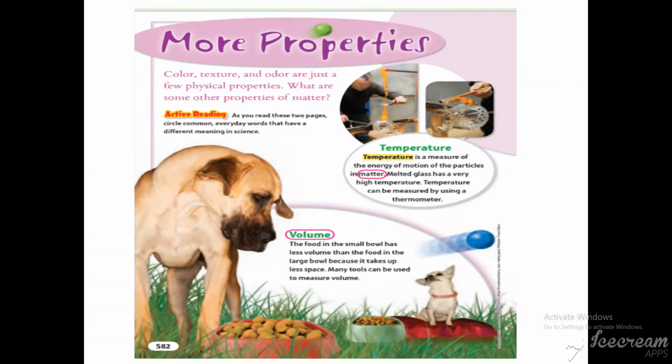Here I was explaining about volume. If you see here, the food in the small bowl has less volume than the food in the large bowl because it takes less space. The space matters. You can use many tools to measure volume.